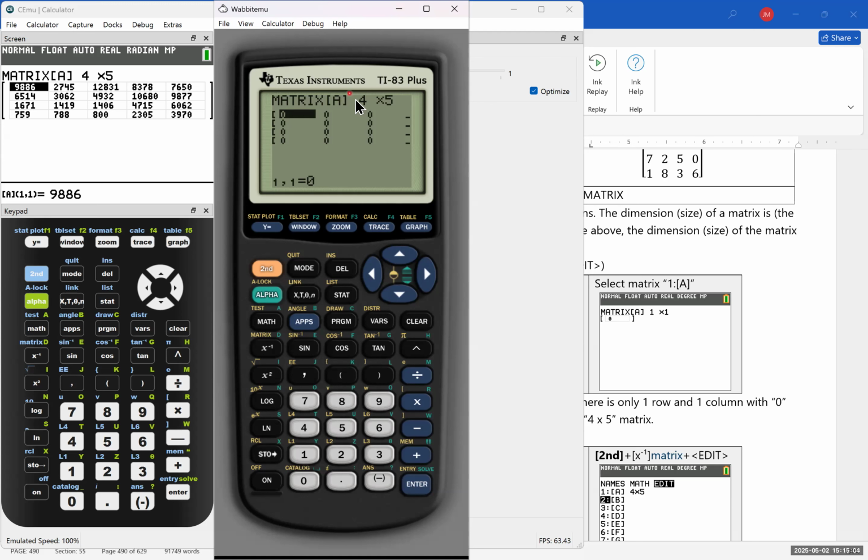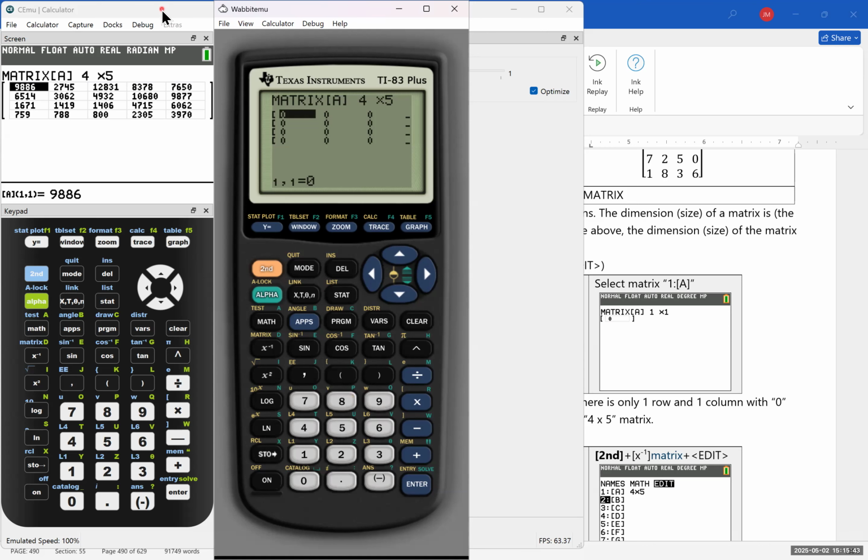As soon as I typed in 4, it gave me 4 rows. And as soon as I hit 5 and enter, it's now giving me 5 columns. To note the position my cursor is in, it's telling me I'm in row 1, column 1, and that's equal to 0. If I go down 1, I'm in row 2, column 1. Row 2, column 2, right? So you have to set the dimensions of the matrix before you start typing in your numbers.